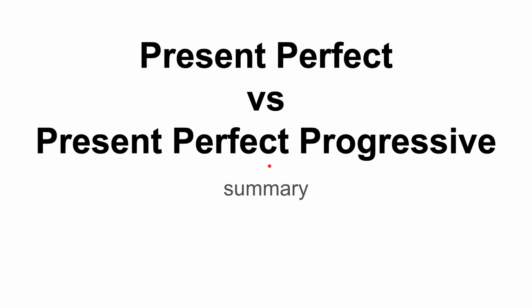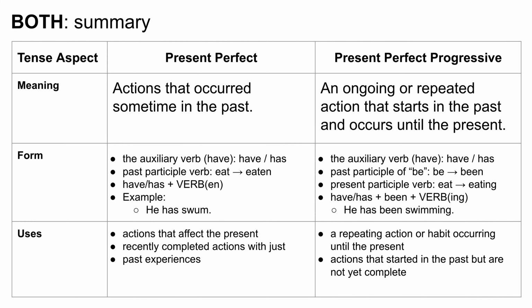Okay, so a quick summary, a quick contrast and comparison between the present perfect and the present perfect progressive. The meaning of the present perfect: actions that occurred sometime in the past, we don't know when. The meaning of the present perfect progressive: an ongoing or repeated action that starts in the past and continues until the present. The form of the present perfect has an auxiliary verb, have, and the past participle, eaten, for example. If you look at this as a formula, it's have, has, plus verb-en. An example: he has swum.